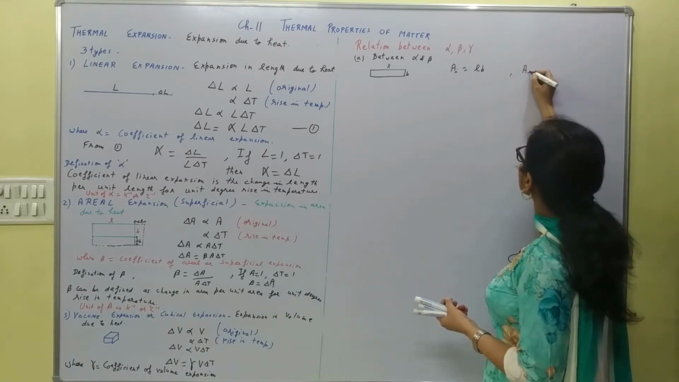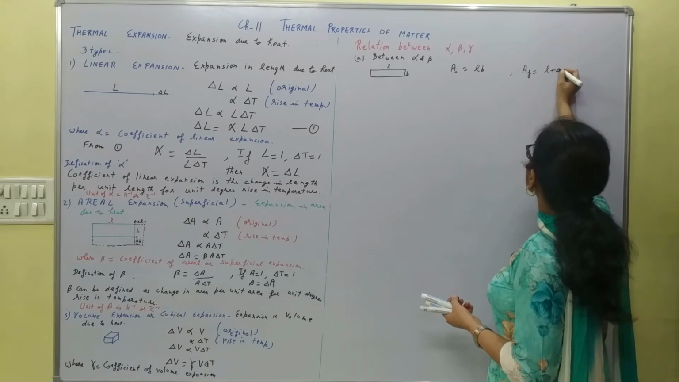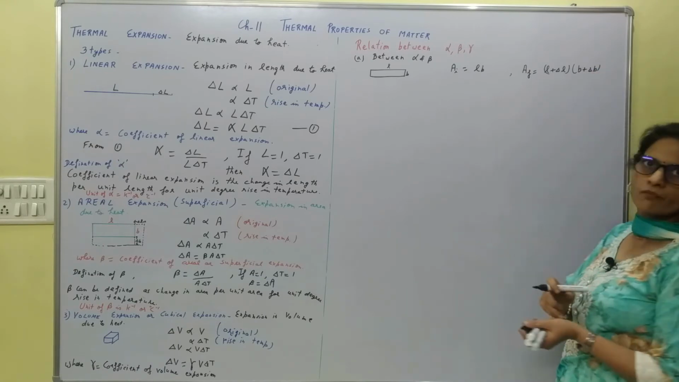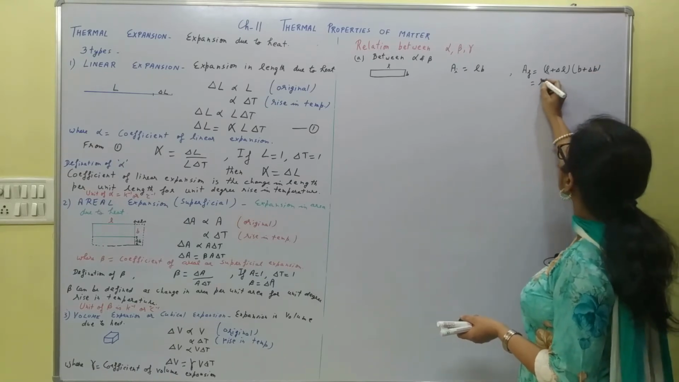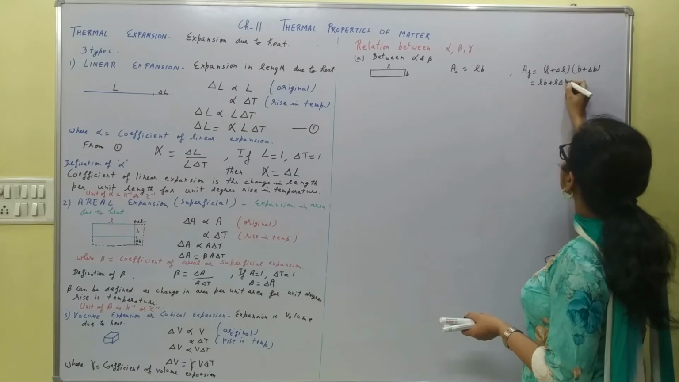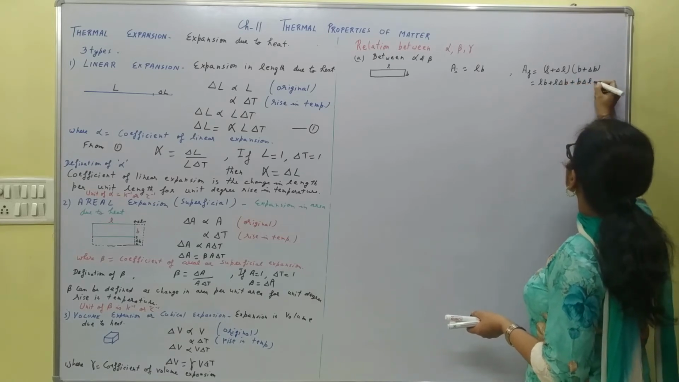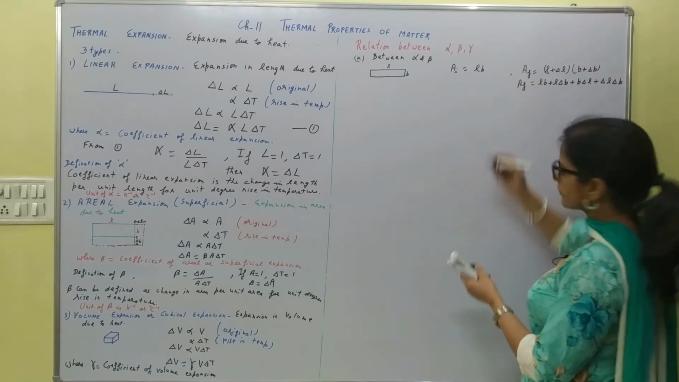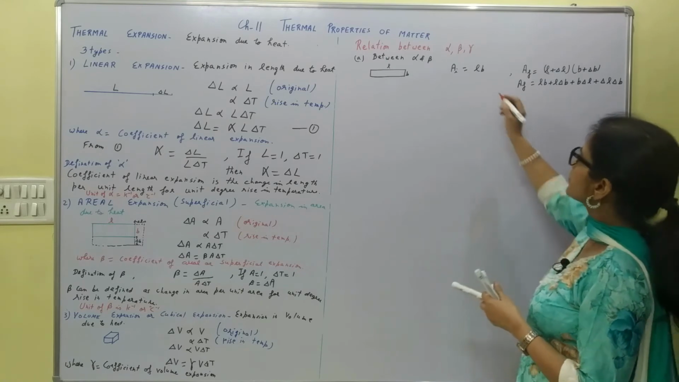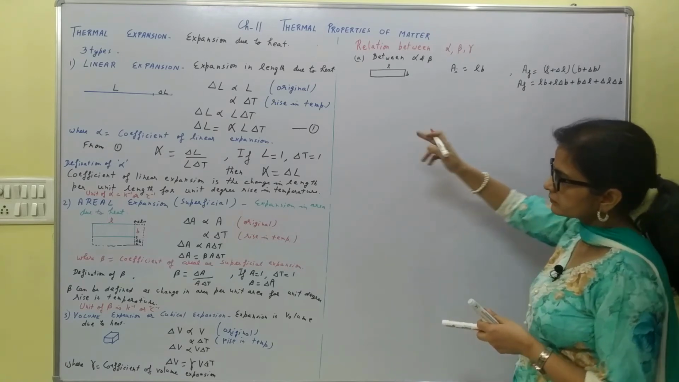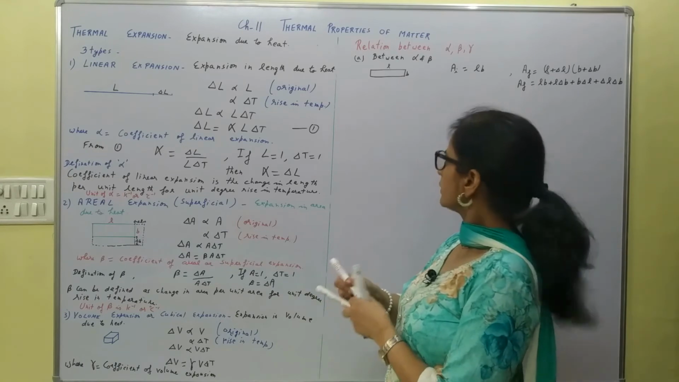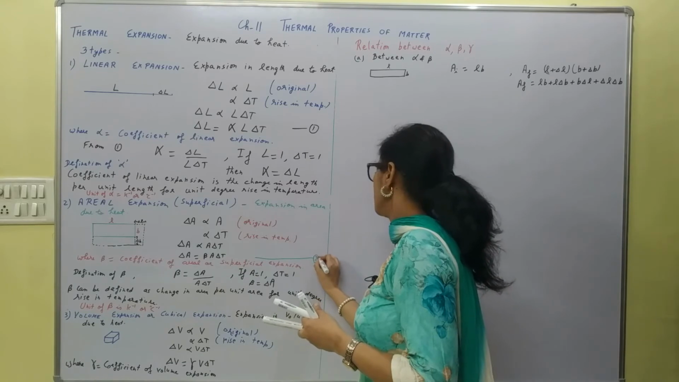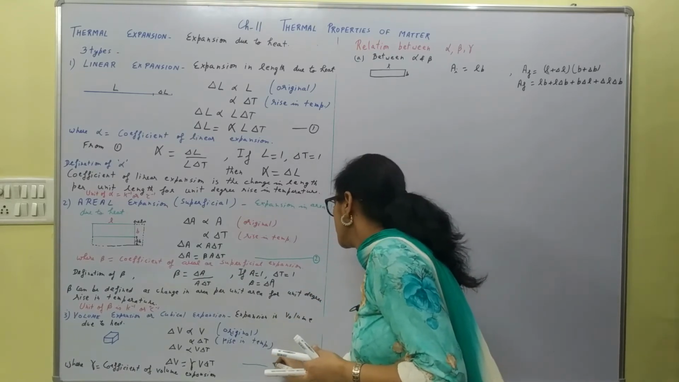Final area will be L plus delta L into B plus delta B. We can multiply it. This will be LB plus L delta B plus B delta L plus delta L delta B. This is the final area. We can mark these equations as 1, 2 and 3.